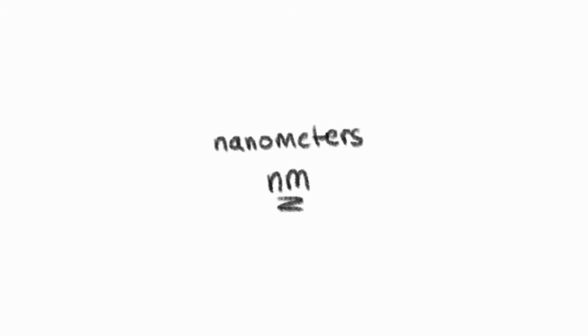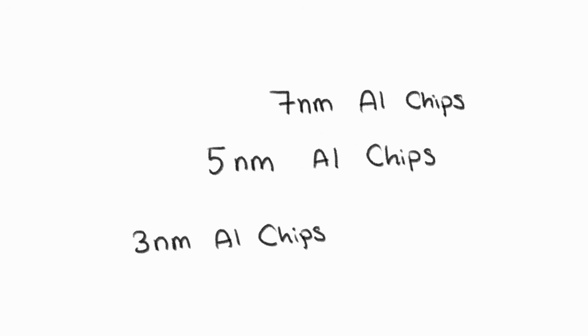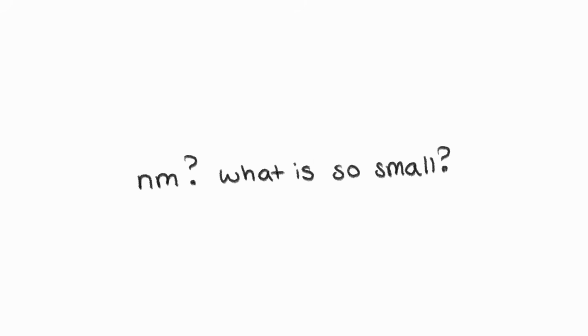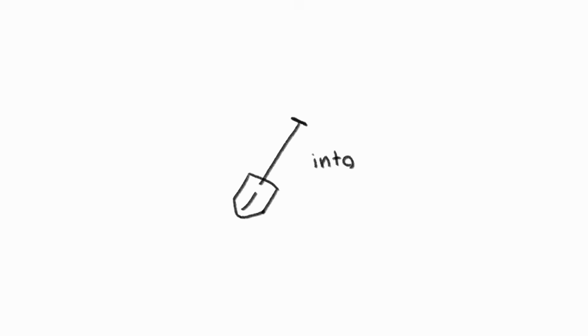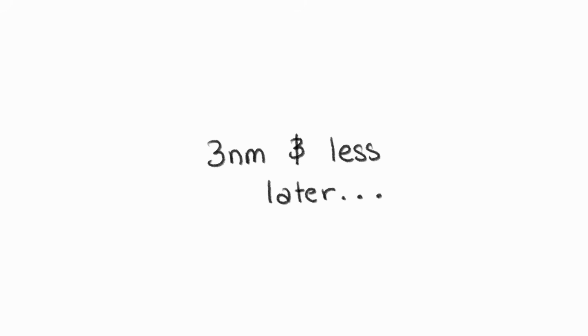Now we see nanometer units for AI chips. Let's see what nanometers they are talking about. Let's first focus on the 5 nanometer AI chips. Apparently that is the sweet spot, advanced and most reliable at the moment. And we will dig into 3 nanometers and less later.